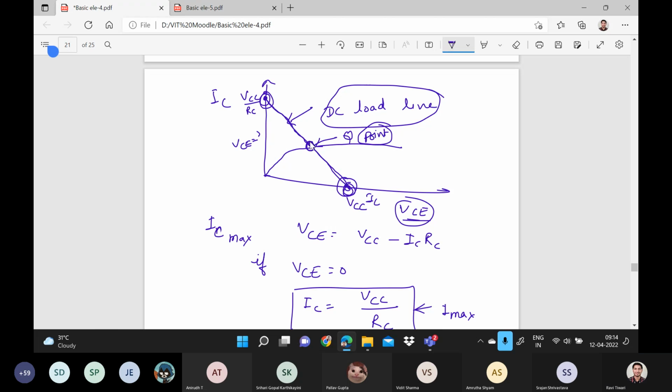If your BJT works in this position, you will get some current and voltage value, that means some value of IC and VCE. If your BJT has this current and voltage value, then it will work as the best amplifier. Okay. So let's do some numericals, so you will get a better idea of what we actually understand from here.